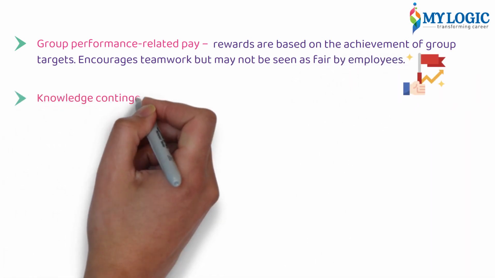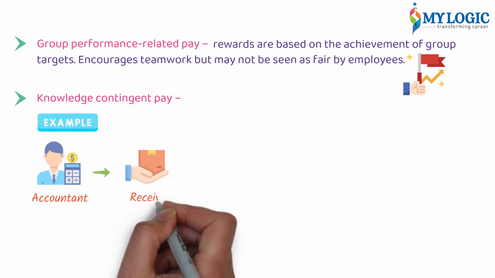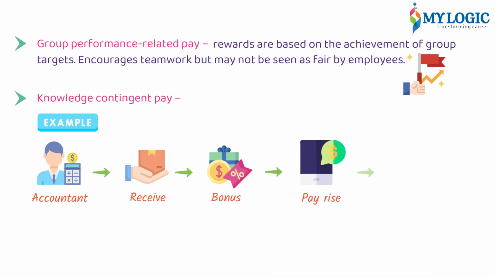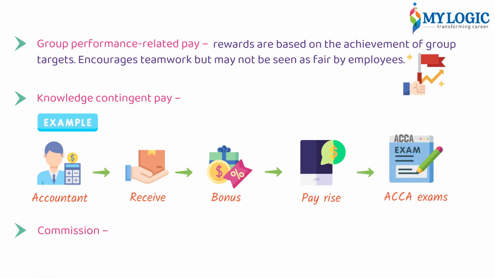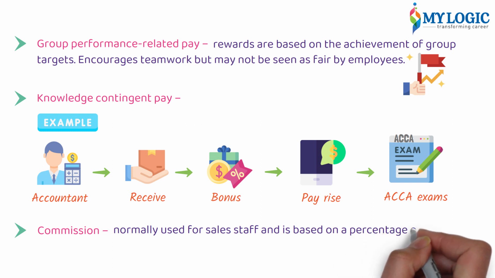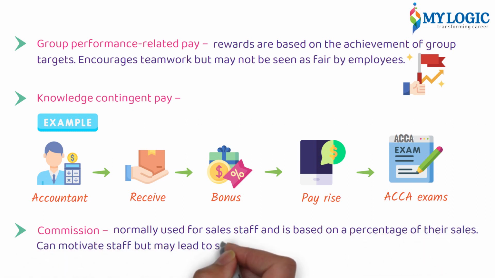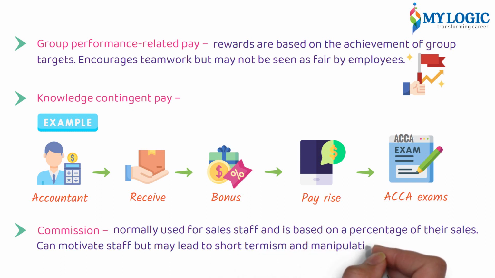Knowledge contingent pay. For example, an accountant may receive a bonus or pay rise on passing their ACCA exams. Commission. Normally used for sales staff and is based on a percentage of their sales. Can motivate staff but may lead to short-termism and manipulation of results.